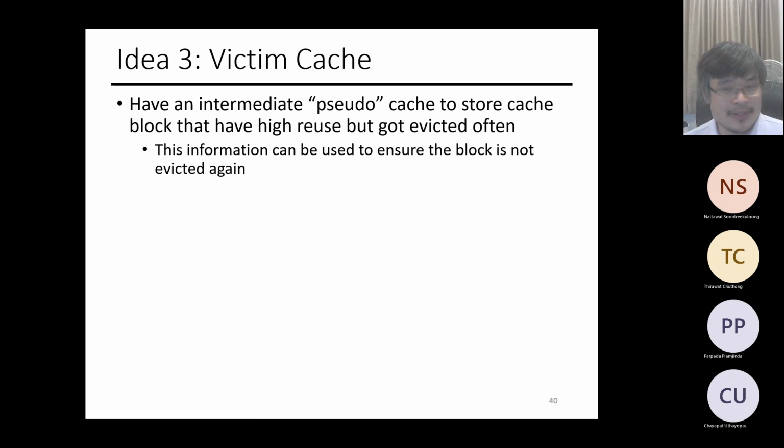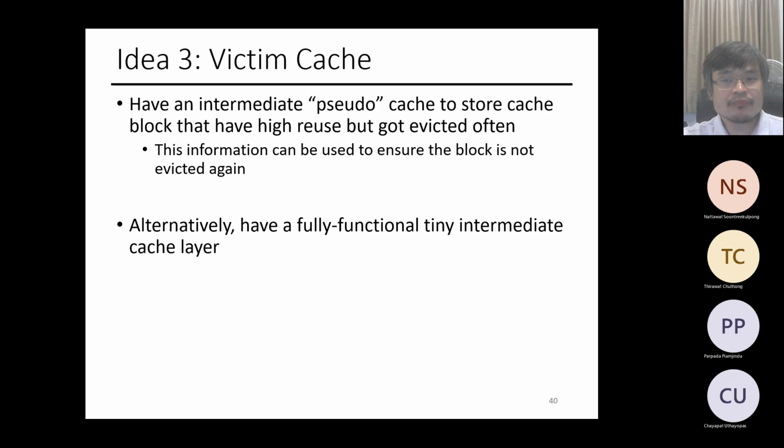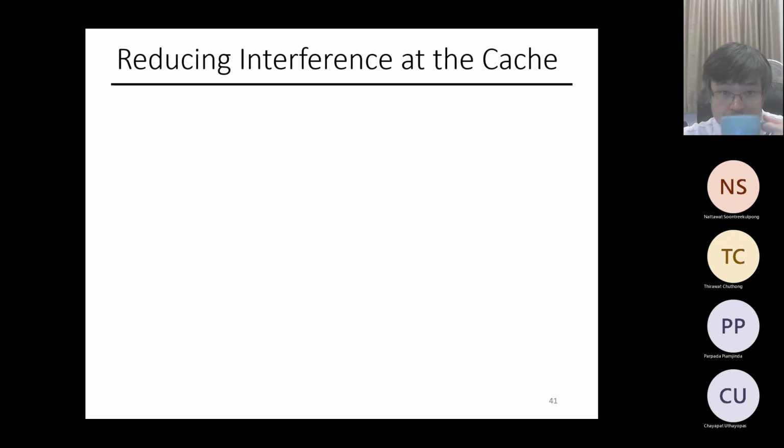Then we can use the information that, hey, I've been to the victim cache. It will then tell the main cache, hey, don't evict this block. We can use the victim cache as a way to hold information for the cache. You can also have a fully functional tiny intermediate cache layer acting like a victim cache as well, right?